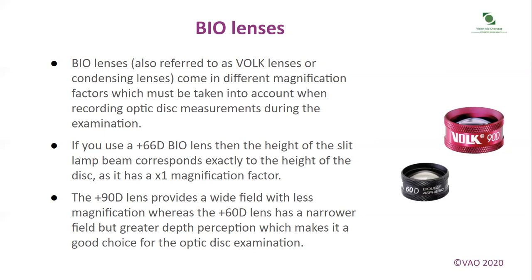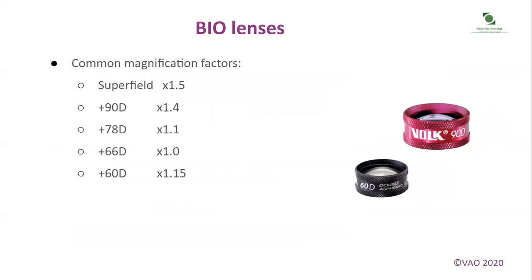The +90D lens provides a wide field with less magnification, whereas the +60D lens has a narrower field but greater depth perception, which makes it a good choice for the optic disc examination. Common magnification factors of BIO lenses are: the superfield lens is ×1.5, +90D ×1.4, +78D ×1.1, the +66D is normal at ×1, and the +60D at ×1.15.